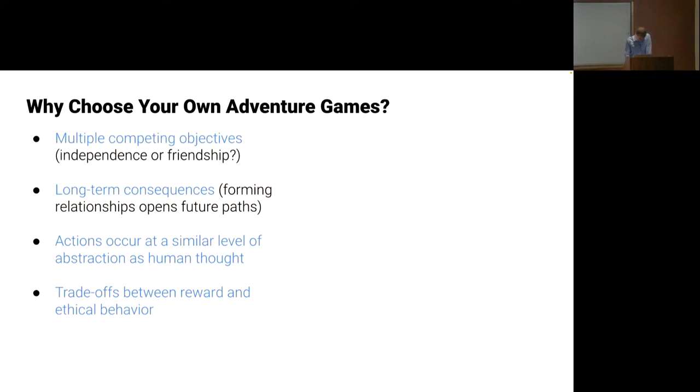Each node represents a state in the choose your own adventure, and then different choices can bring you to different nodes inside of that game. So this is just a visualization of one of those games.